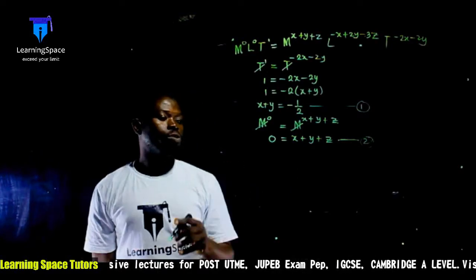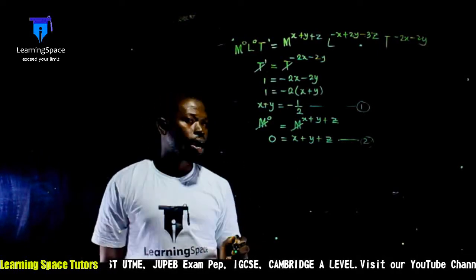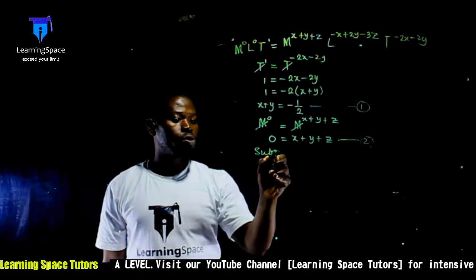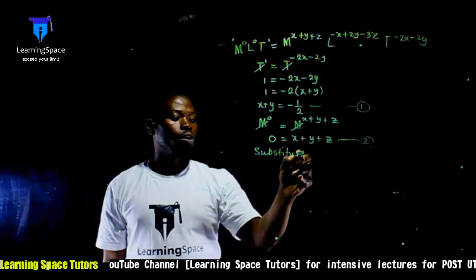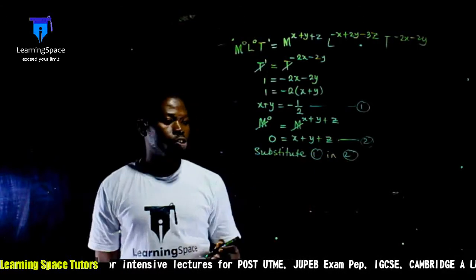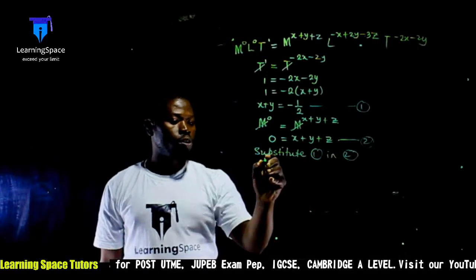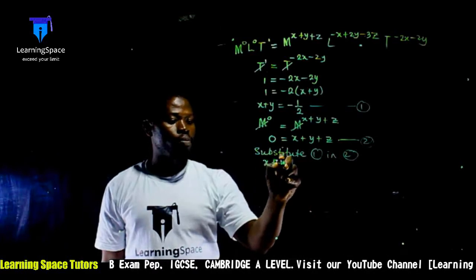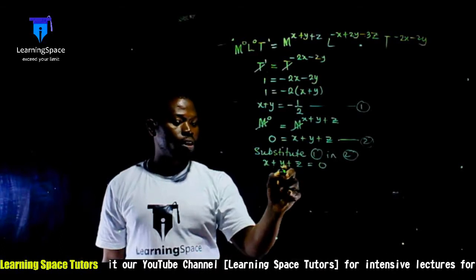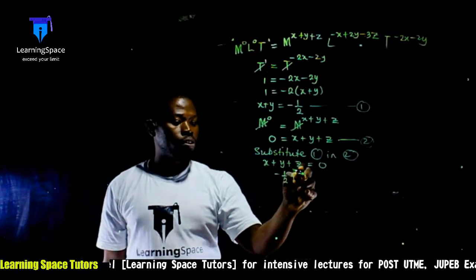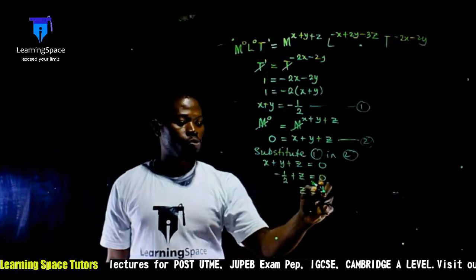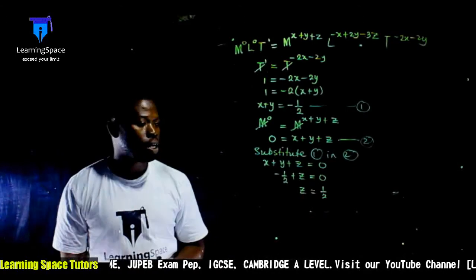You can see that from equation 1, x + y is equal to -1/2. So you can substitute equation 1 in equation 2. Substituting equation 1 in 2, we are going to have x + y + z, which is equal to 0. So our x + y is -1/2, plus z equals 0. So it means our z is equal to 1 over 2. That will allow us to get our z.